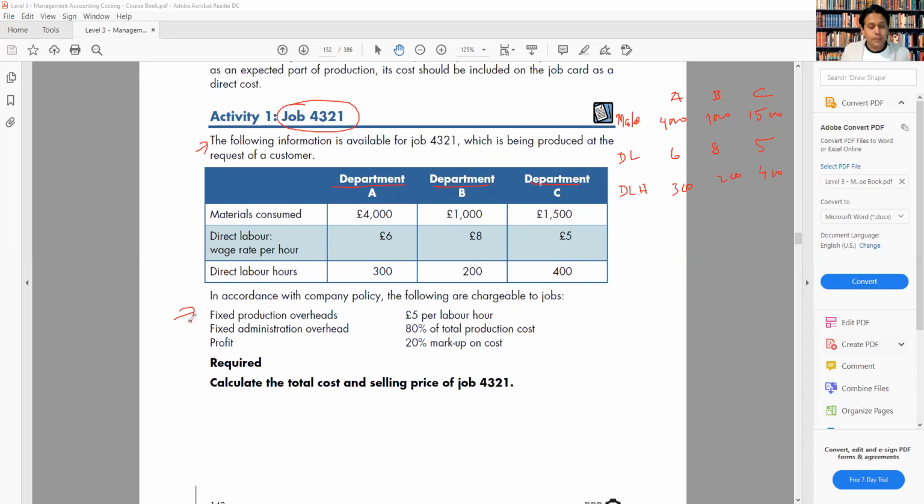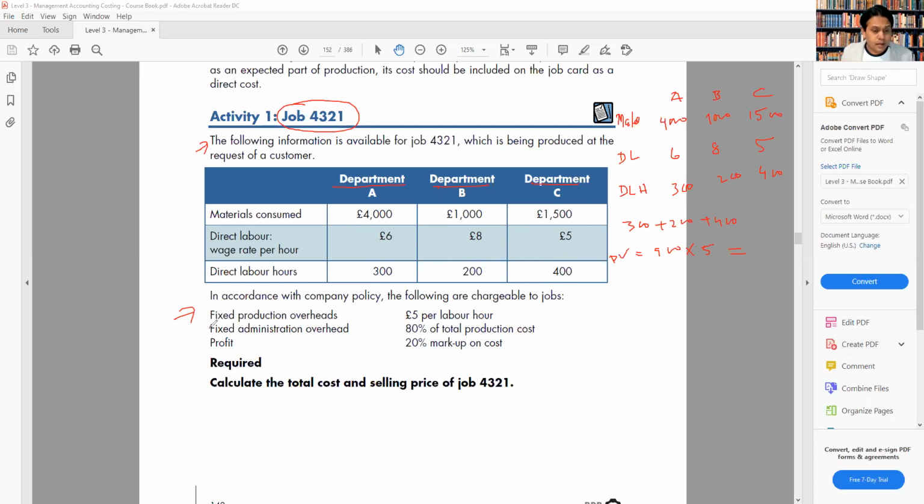In accordance with company policy, the following are chargeable to jobs. Fixed production overheads £5 per labor hour. So I need to add, how much is the total labor hour? 300 plus 200 plus 400 is 900. And they said the production overhead is £5 per labor hour. So total labor hour is 900, I'm going to multiply by 5. That will give me the production overhead. So this is number one.